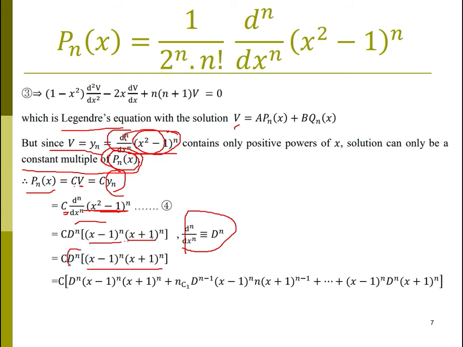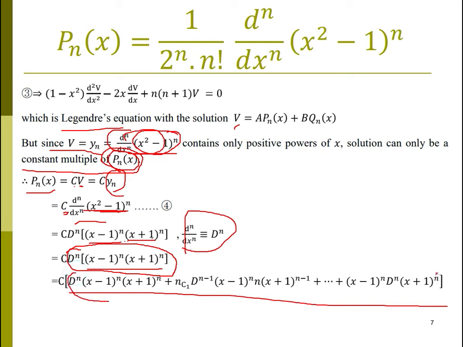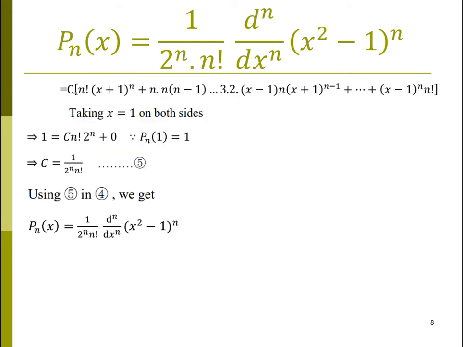Now, differentiating this by Leibniz rule, we get this, and simplifying, we get C into n! into (x + 1)ⁿ plus n into (n − 1) up to 3, 2 into (x − 1) into n (x + 1)ⁿ⁻¹, plus up to (x − 1)ⁿ into n!.